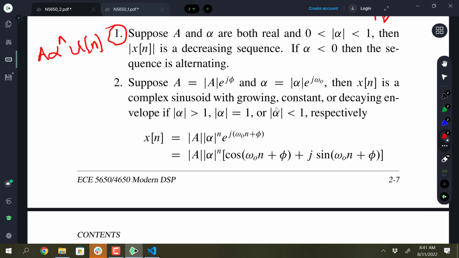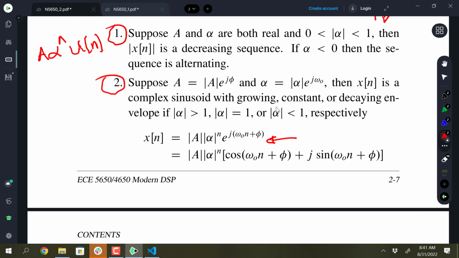Second case of interest, though, is having a complex value for alpha. So alpha has some magnitude, and then it has an angle, e to the j omega naught. So this is going to create a complex sinusoid, which is right down here. And if we want to turn off the magnitude of alpha and just set it equal to 1, then we're going to have a true complex sinusoid that's constant envelope. Otherwise, it's decaying or growing exponentially.